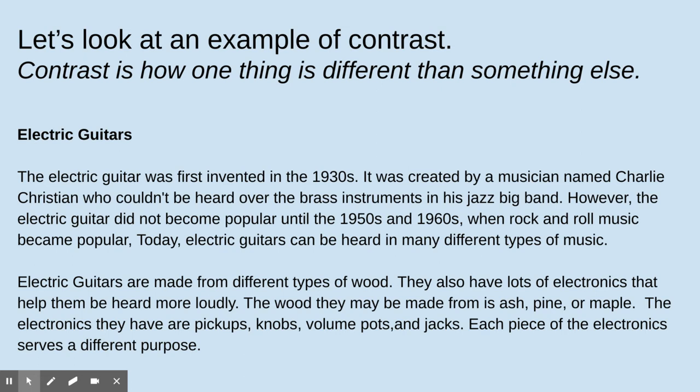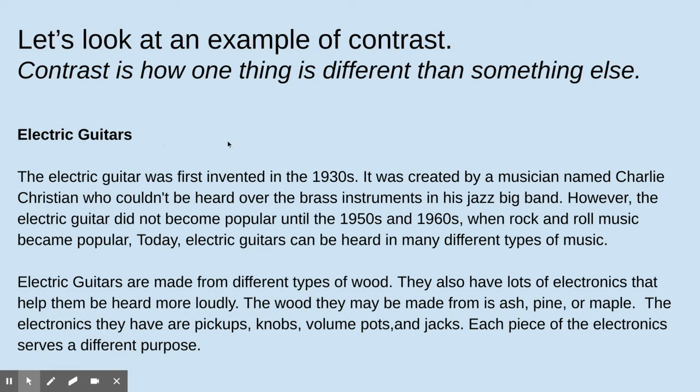Contrast is how one thing is different than something else. So when you compare things, it's how they're similar. When you contrast things, it's how they're different. And without even reading the words, this is an informational text I've written about electric guitars. We can see that the background is very light in color and the text is very dark in color, and it's easy to see the difference. The text is easy to read.